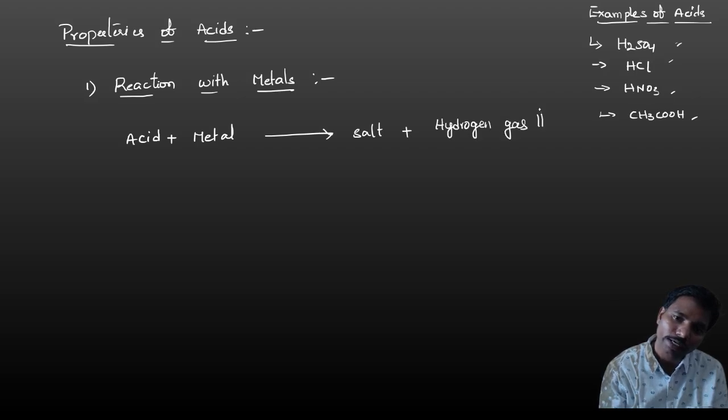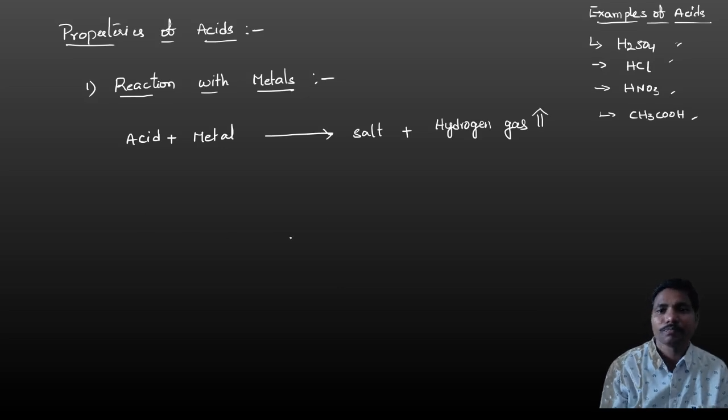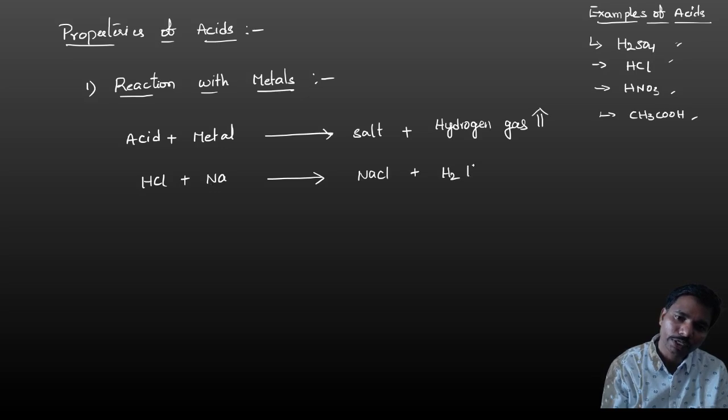Hydrogen gas is released. Let us take any one acid in this. For example, I am taking HCl. One metal, I am going to take sodium as a metal. So sodium plus HCl gives NaCl plus hydrogen, which is the gas H2.